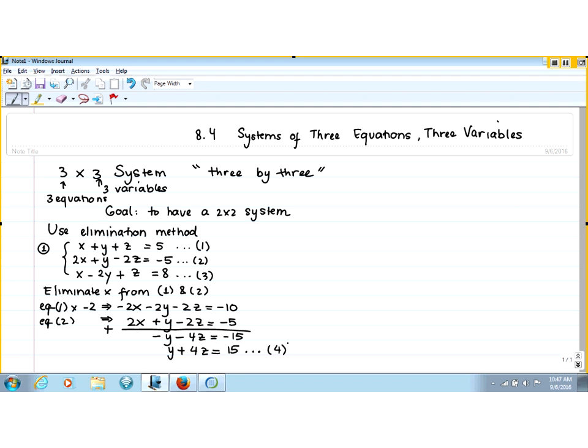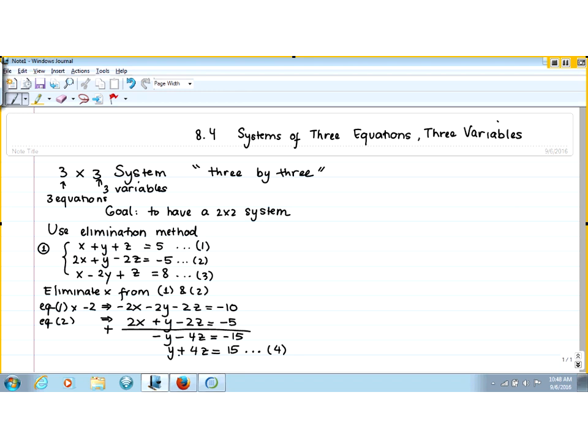Now, do I have a 2 by 2 yet? Which equation and which equation? Not yet. I only have one equation with 2 variables. But I need 2 of them. So what am I supposed to do? Yes, so we eliminate X again, but from different pairs. Remember, your goal is to have a 2 by 2.